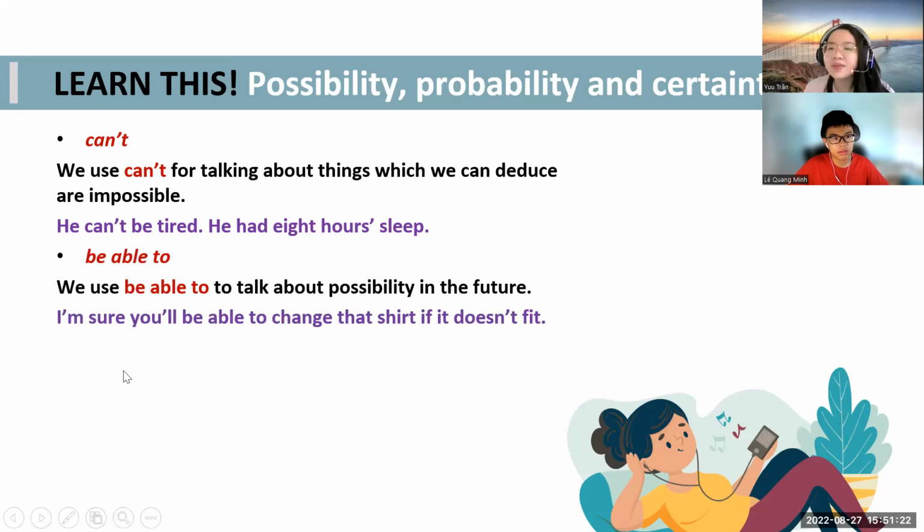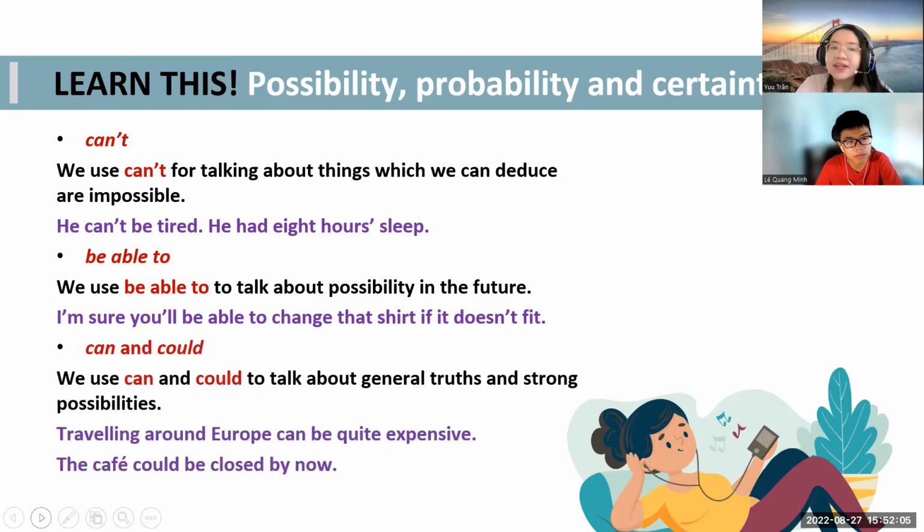Be able to. We use be able to talk about possibility in the future. Okay, this is another thing that is very confusing and I don't think that you will encounter it quite often. Cái này nó hơi lằng nhằng một chút xíu. Cô không nghĩ là chúng ta sẽ gặp nó nhiều như cái should và cái can't hồi nãy. I'm sure you'll be able to change that shirt if it doesn't fit. Cái này nó vừa nói về khả năng của con người, nhưng mà vừa nói về cái điều có thể xảy ra trong tương lai. Nó lằng nhằng nhập nhằng ở chỗ này nên con sẽ bỏ qua be able to một chút xíu.